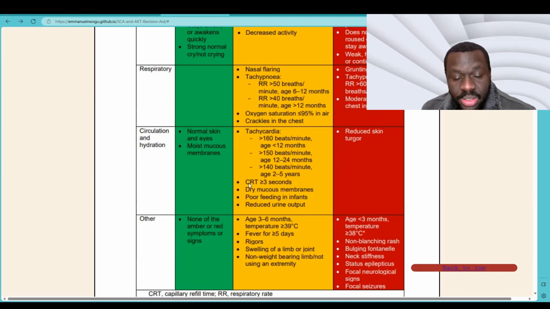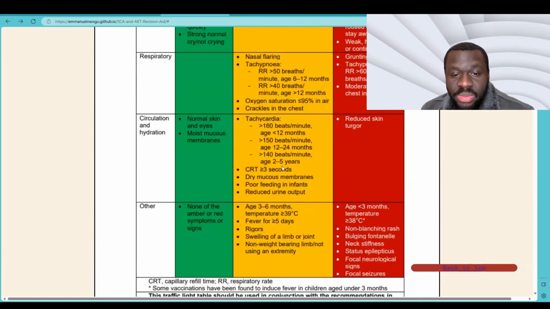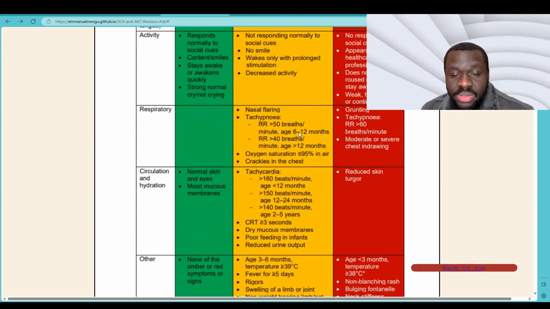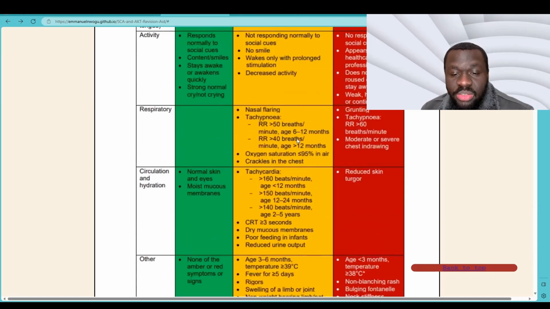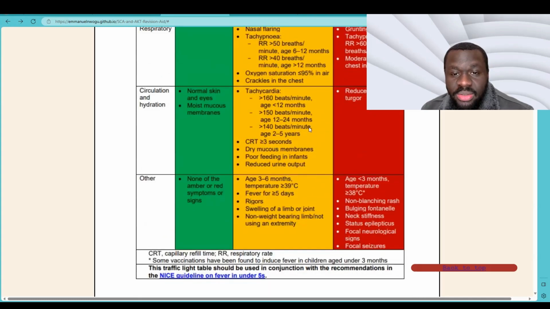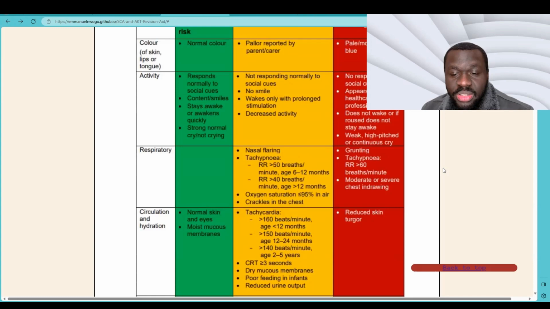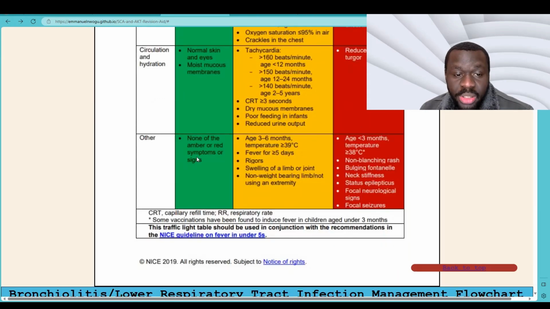Capillary refill time prolonged, so 3 seconds or more. Dry mucous membranes, poor feeding in infants, reduced urine output. These are amber signs. So it's good to know the amber signs. Most children will develop amber signs first, and if left unchecked, unrecognized or ignored, they could progress to the red signs, which are actually more life-threatening.